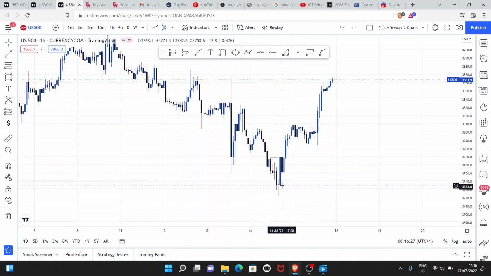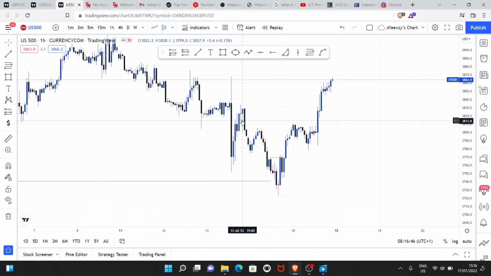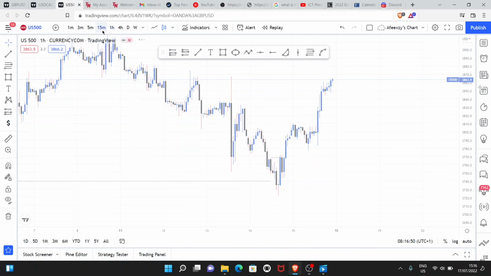If we check the line chart, you see something like this before this low forms. As you can see, something like this before the low forms. So this structure change. So from there, I'll start looking for buys, of course.